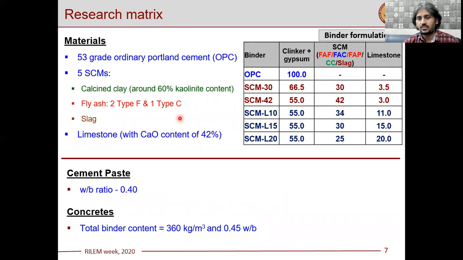The research matrix includes plain Portland cement, replaced with 5 different types of aluminosilicates, which include calcined clay, 3 types of fly ashes, slag, and limestone, where limestone dosages are varied from nearly 10 to 20%. The studies were done on both cement paste and concrete systems with the following water binder ratios.